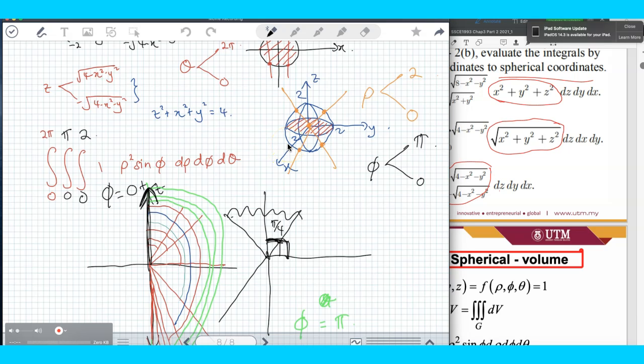There is no statement about the first octant or third octant or fourth octant, just a complete sphere. So this is the angle that you have to have, where your phi is 0 to pi and your theta is 0 to 2 pi. But your rho depends on the size of your sphere.